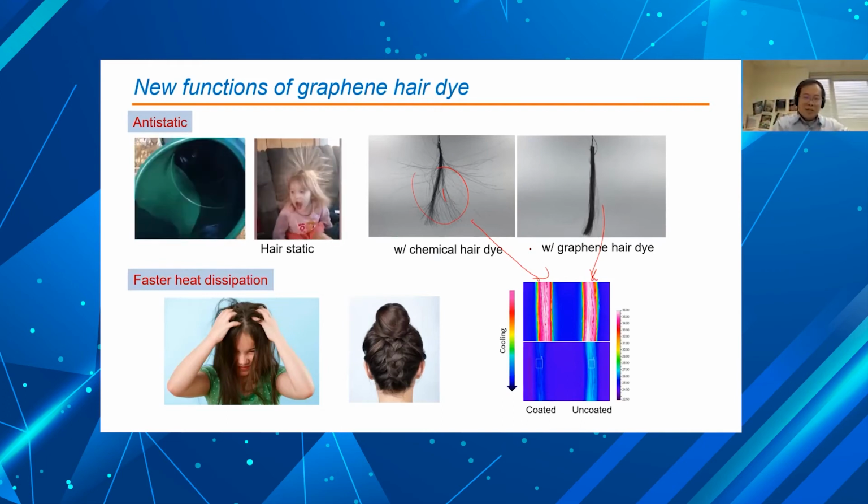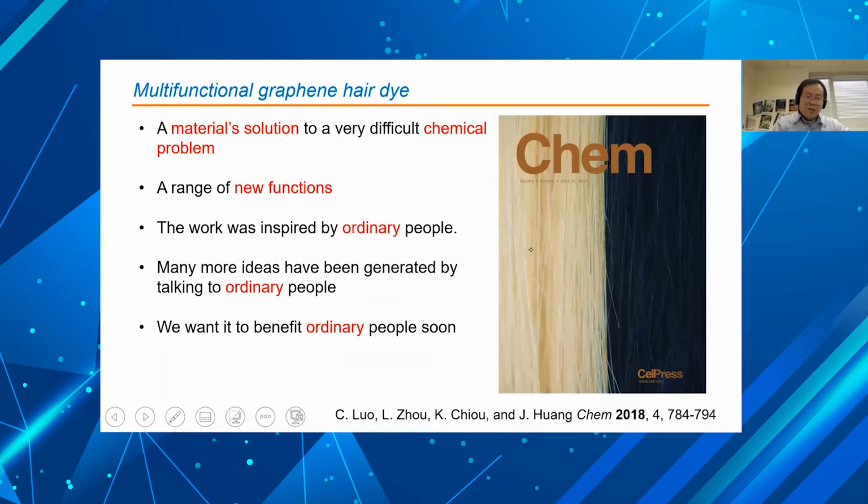There are many other aspects of the story, but in short, we realized that this was a very good material solution to an actually extremely difficult chemical problem. Now it not only makes a black hair dye, but it introduces new functions. But the ultimate lesson here is that this is one of those stories where the problem was identified by observing ordinary people's life experience. Okay, I think many of you would know someone who uses hair dyes. We also got a lot of inspiration by talking to people to understand what is the problem behind the current hair dye ideas or strategies. So we hope this can benefit ordinary people very soon, right?